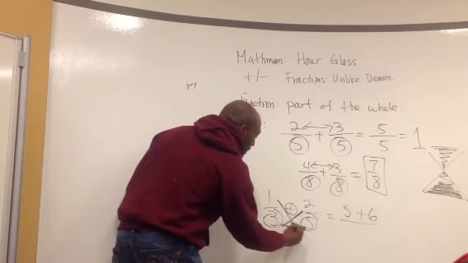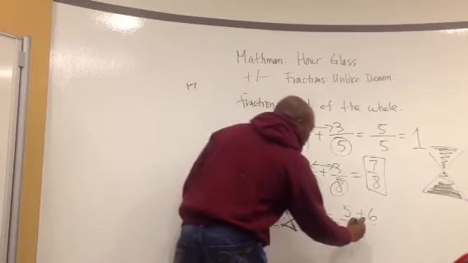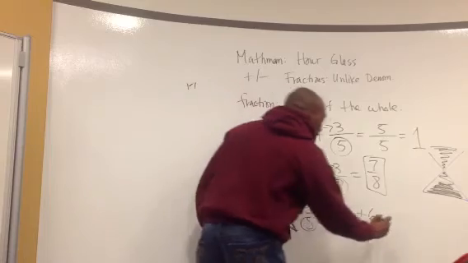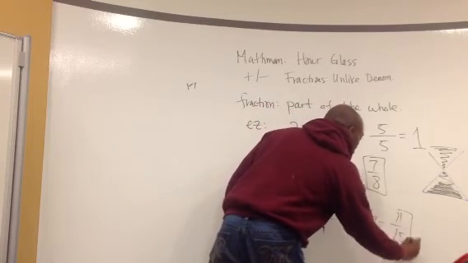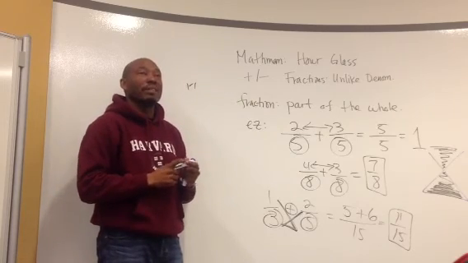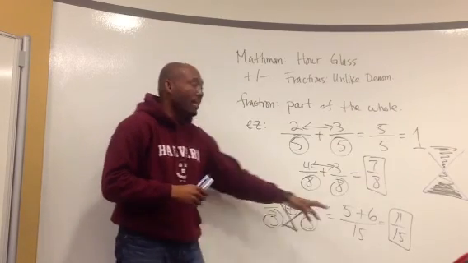Over, what is the base of our hourglass? 3 times 5, 15. That's it. 5 plus 6, 11 over 15. So 11 out of the 15 people are gangbanging. That's the fraction of gangbangers at the school. Nice. So that's how the hourglass works.